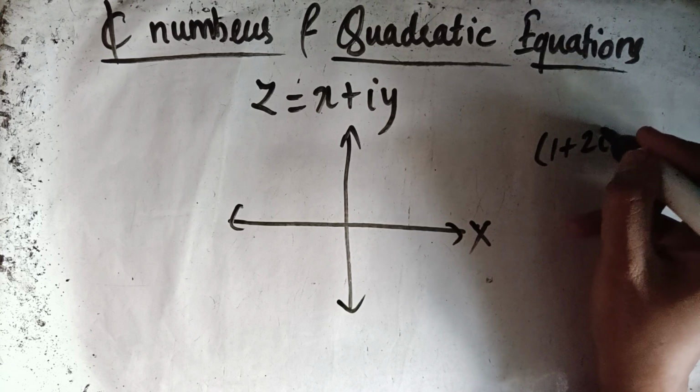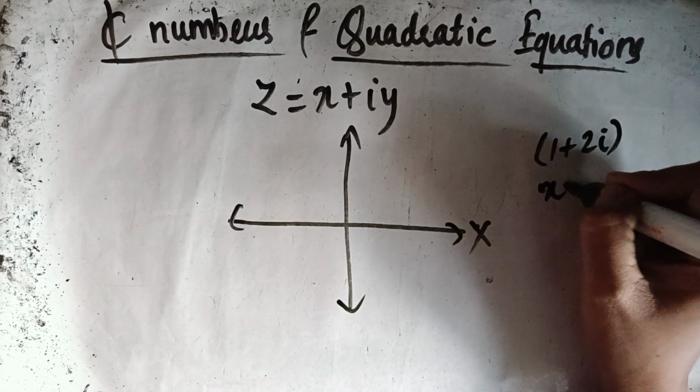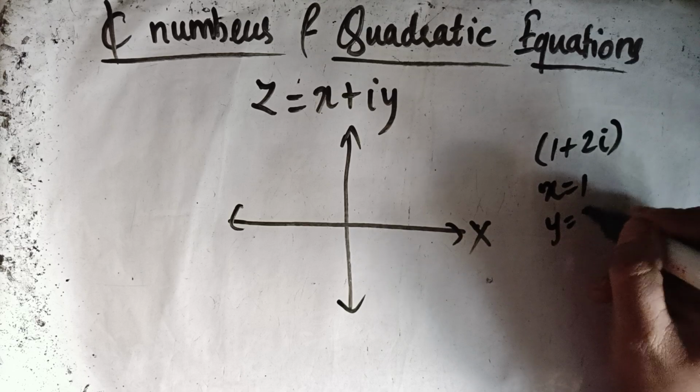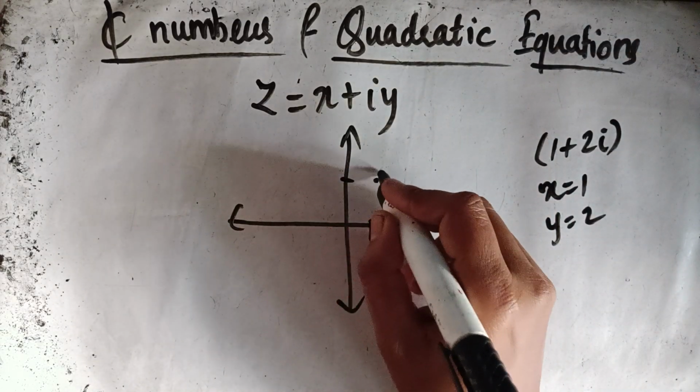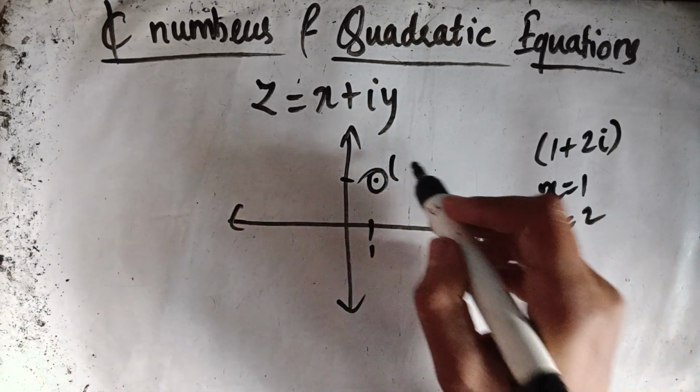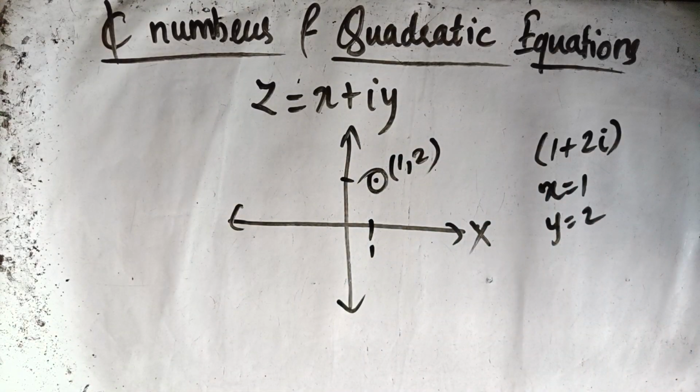So any number, if it is taken 1 plus 2i, then you have to put x equal to 1 and y equal to 2. So this is the point (1, 2). Same way for the negative numbers. Next is algebra of complex numbers.